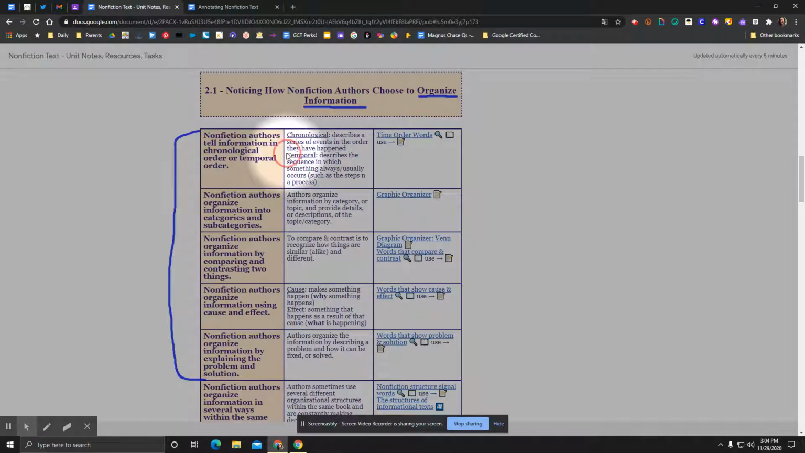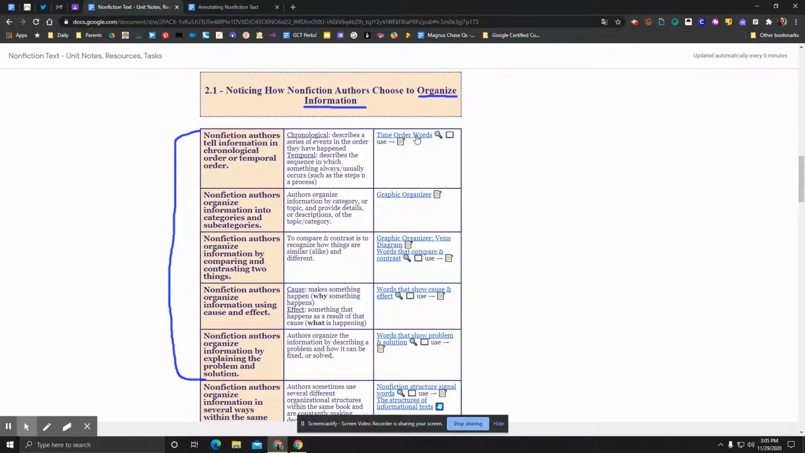Temporal organization is the same idea. It talks about sequence, so we're still focusing on sequence and order, but now we're talking about the way something occurs, the steps of a process. For example, if I'm making a recipe, what are the steps of the recipe that I need to make? I can access this resource here, and you'll notice it has a magnifying glass to look more at that. I will have to read, but I can also use this resource in my writing.